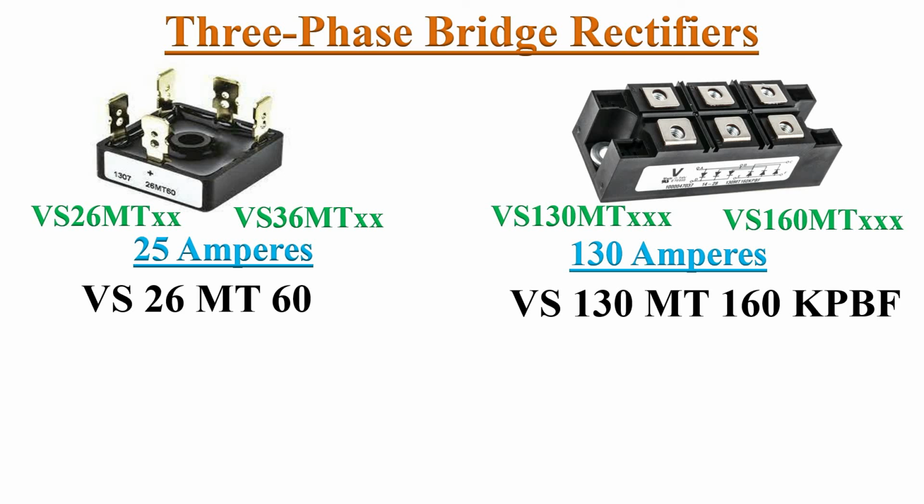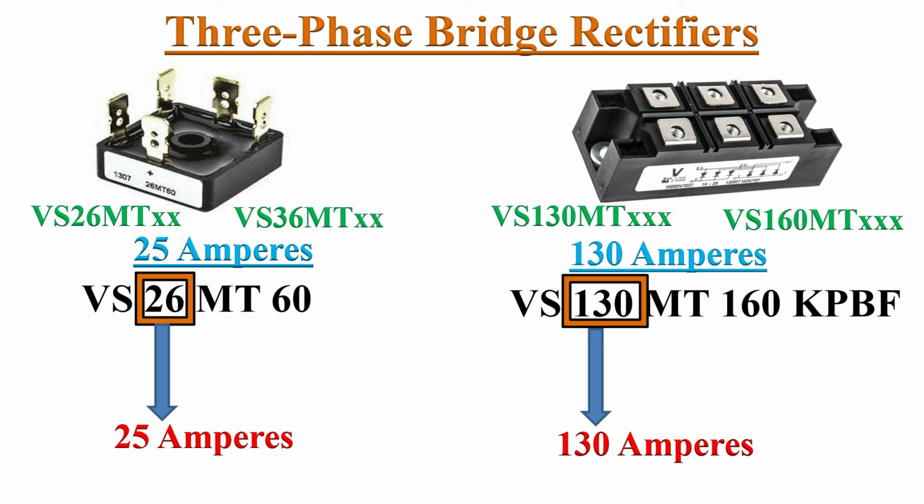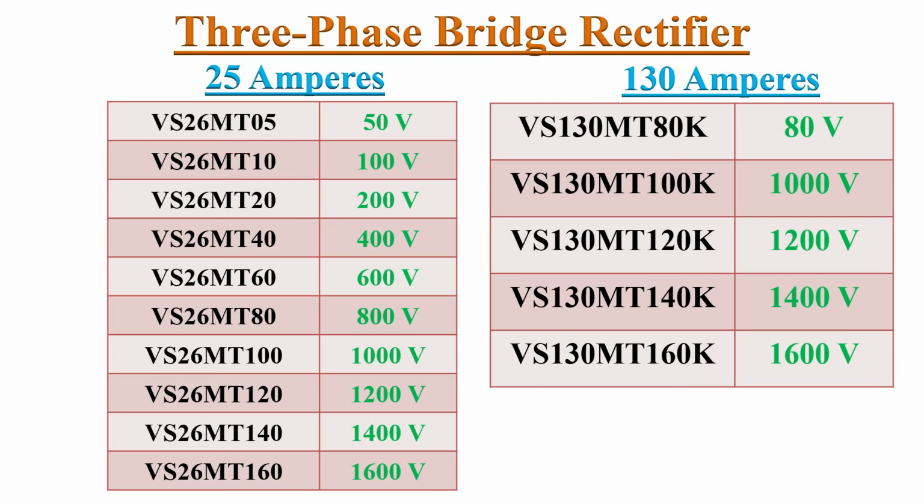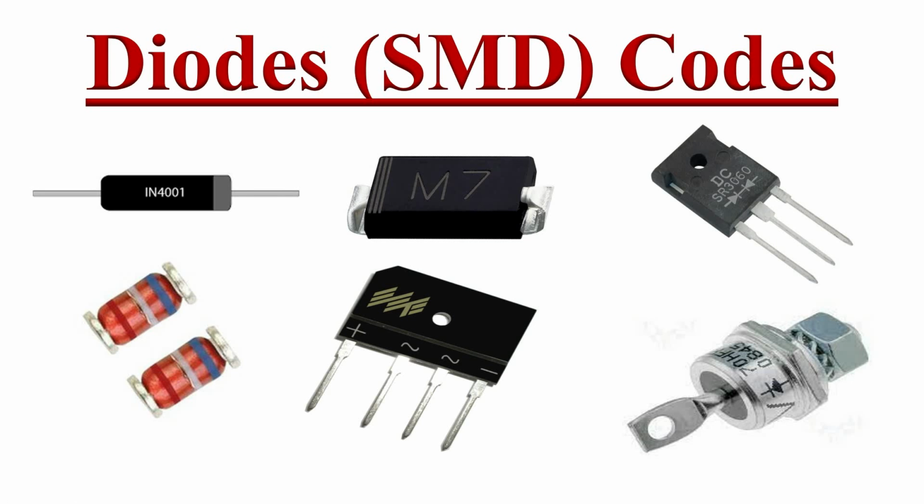VS series bridge rectifier ICs are 3-phase bridge rectifiers with high current ratings like 25 amperes, 130 amperes, etc. The starting numeric digits indicate their current rating. The last numeric digits indicate their voltage rating in multiples of 10. Like here, 600 volts and 1600 volts respectively. VS series 3-phase bridge rectifiers' voltage ratings are listed in this table. Please refer to them. Datasheets of various diodes are provided in the description of this video.